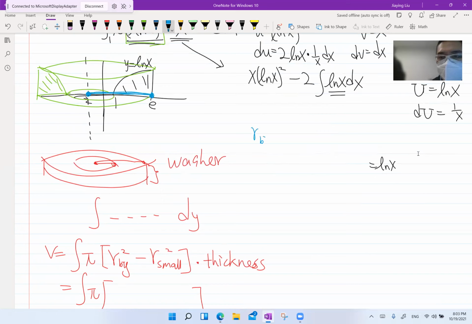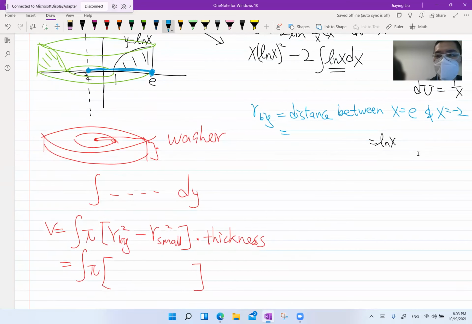So r big equals the distance between the most right value, which is x equals e. That's always a constant. And the most left value is x equals -2. So the bigger radius is just going to be e minus -2, which is just e plus 2. So that's the bigger radius.